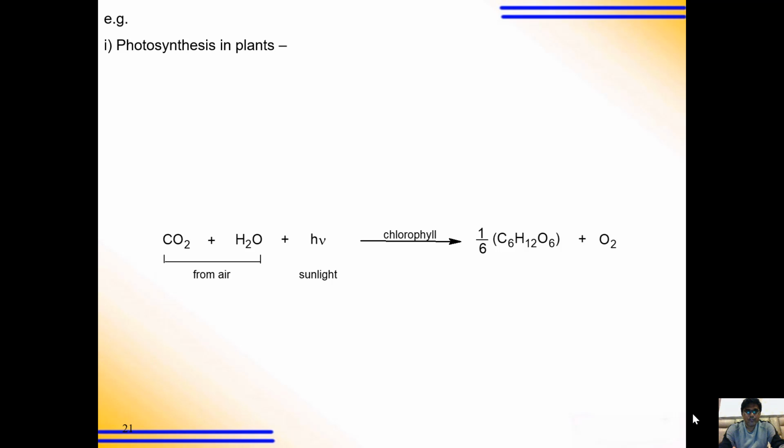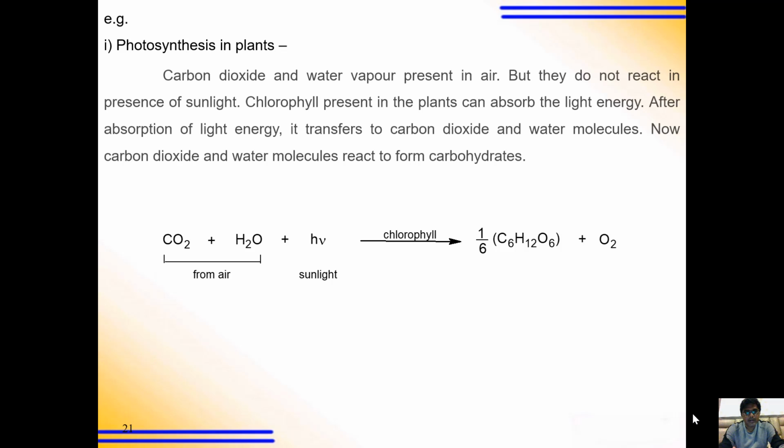An example of this reaction is photosynthesis in plants. In this reaction, the carbon dioxide from the air and the water molecules, in the presence of sunlight and the plants having chlorophyll pigments, specifically chlorophyll A, are converted into C6H12O6, and this is the carbohydrate.